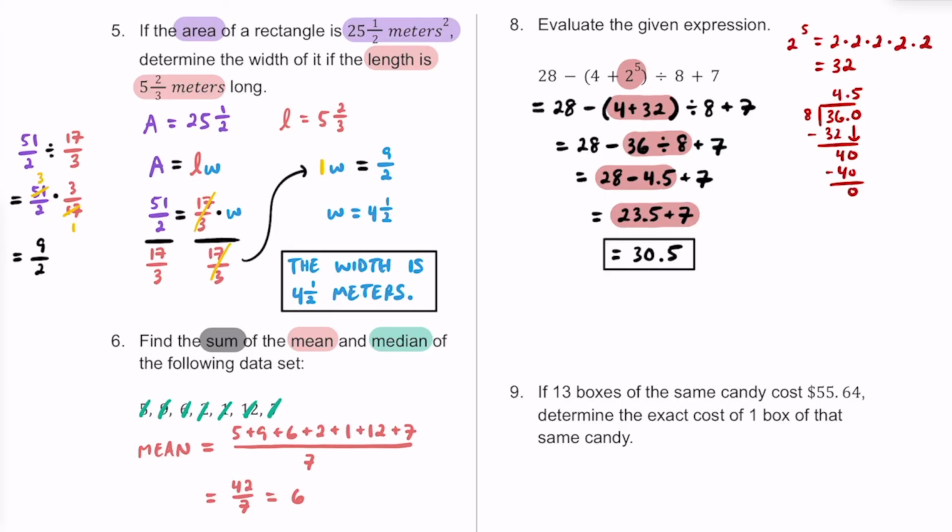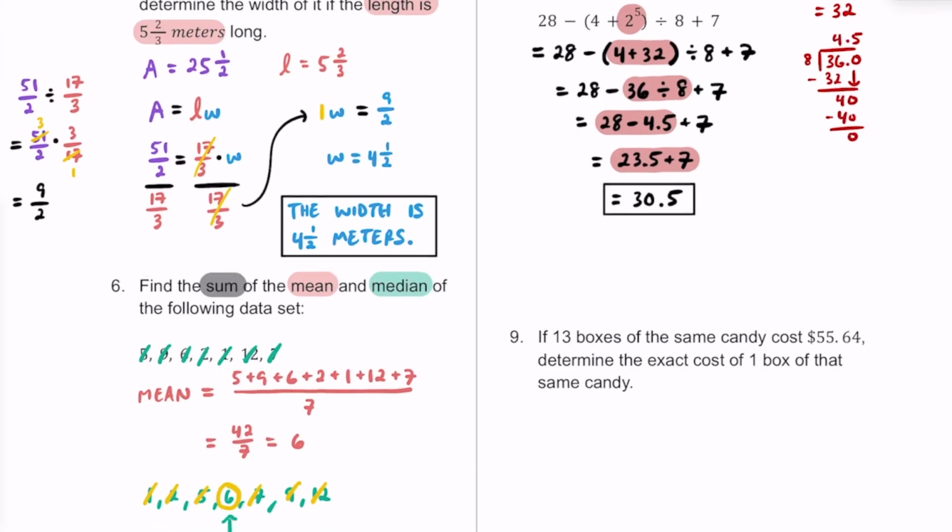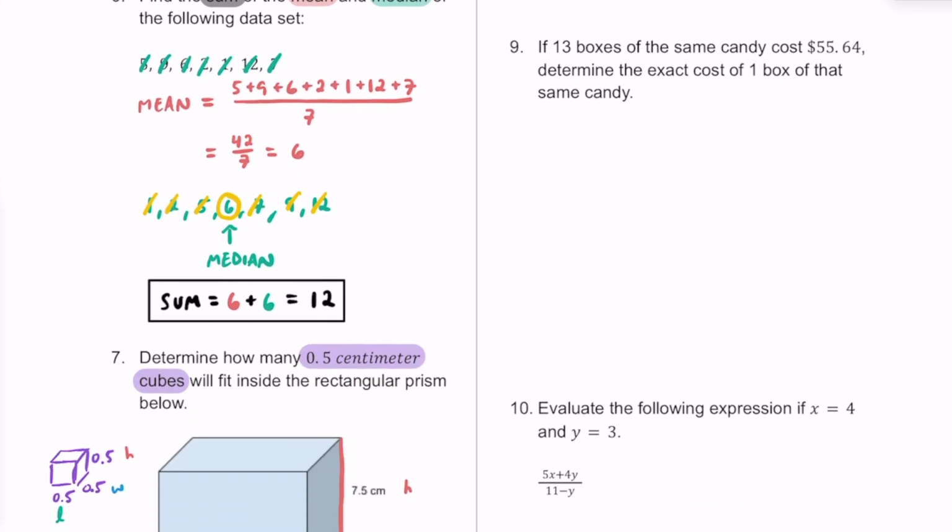And so this would be the value of this expression. All right, here is number 9. In number 9, if 13 boxes of the same candy cost $55.64, determine the exact cost of one box of that candy. So let's go ahead and just define a variable here so we know what we're doing. I'm going to say let x equal the cost of one box. Go ahead and just label that there to start.